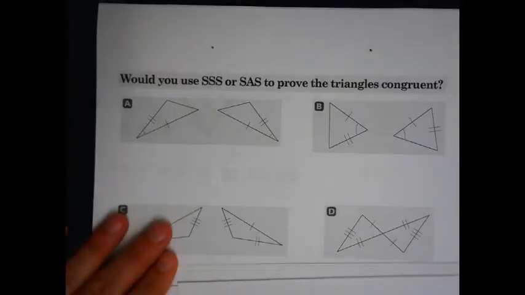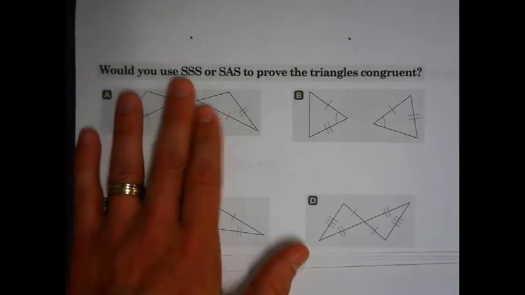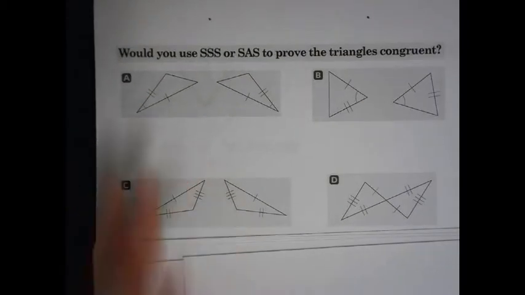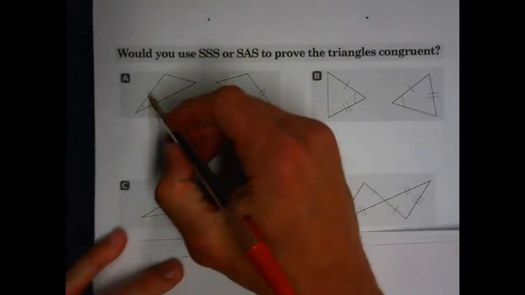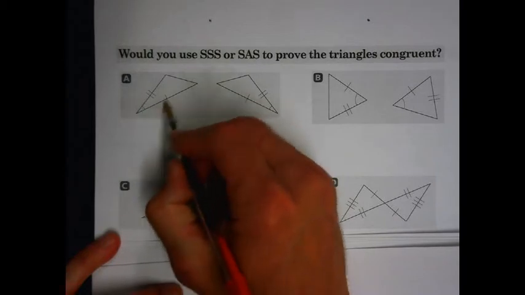Now let's do some pop quizzes, shall we? What would we use? Side, side, side, or side angle side to prove these triangles congruent? So let's look at example A. We have a 2-mark side, an included angle, and a 1-mark side. Okay, so 2, angle 1.